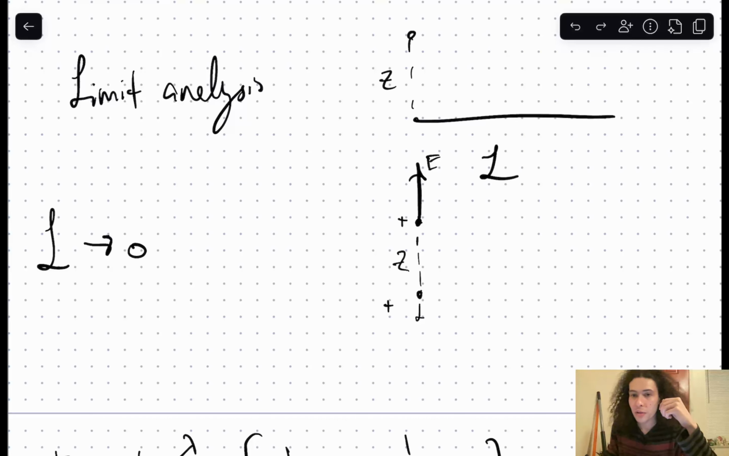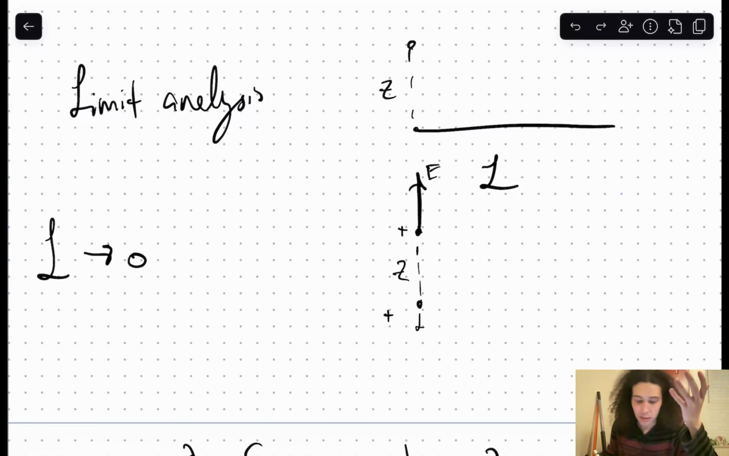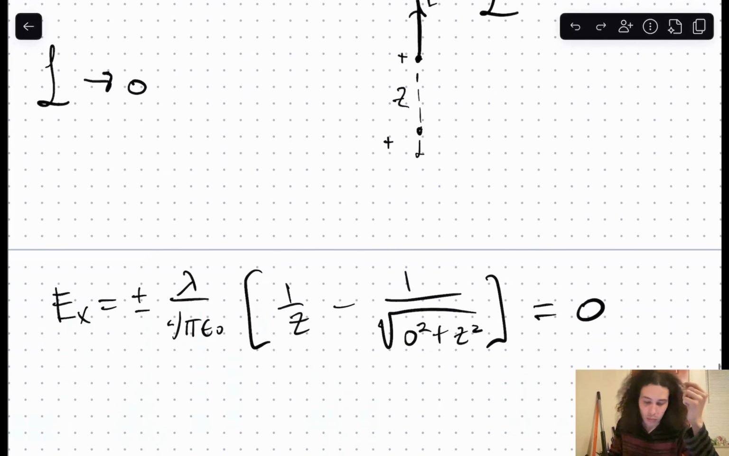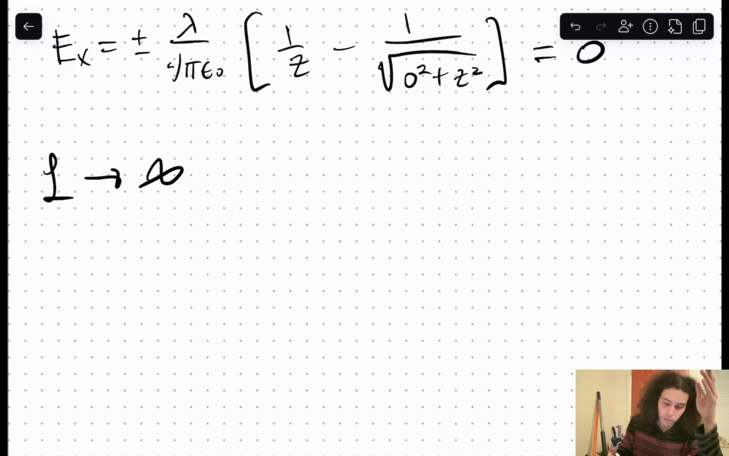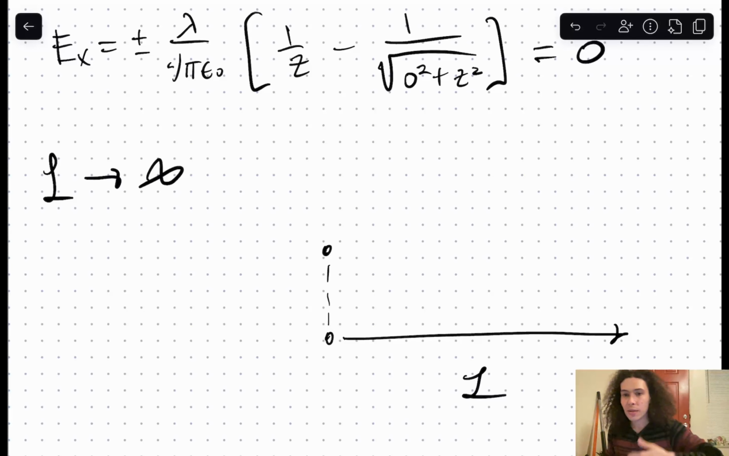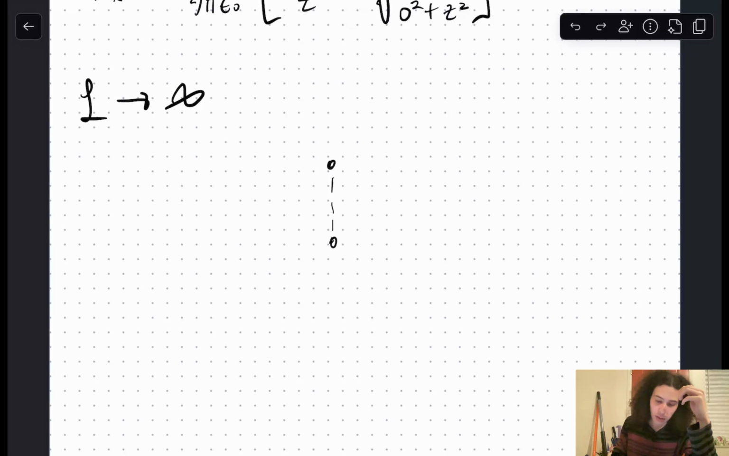Therefore, we got a good equation. It kind of models what we expect, which is there's going to be no component in the X direction. Now, what about as L goes to infinity? What will that produce? As L goes to infinity, meaning that now L is just an infinitely long rod. What will we get? I guess that's going to be fairly interesting.